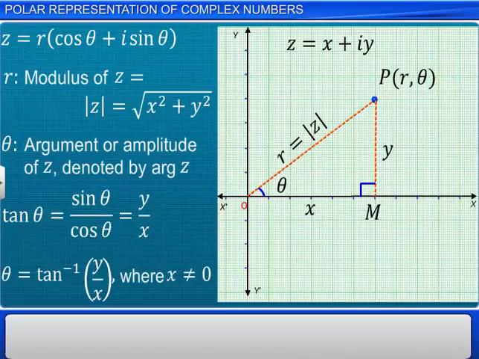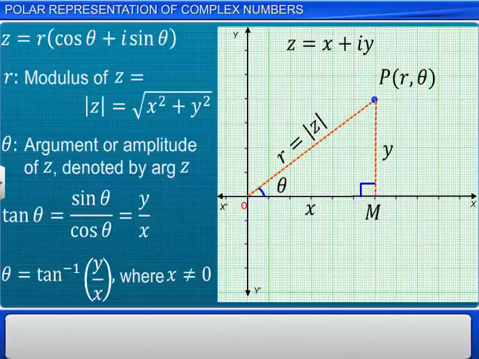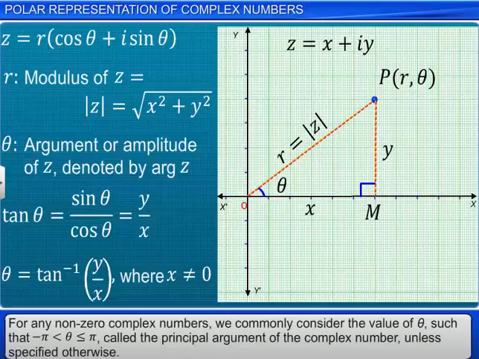This implies that the argument theta of a complex number can only be defined for non-zero complex numbers. For any non-zero complex number, we commonly consider the value of theta such that minus pi less than theta less than or equal to pi, called the principal argument of the complex number, unless specified otherwise.